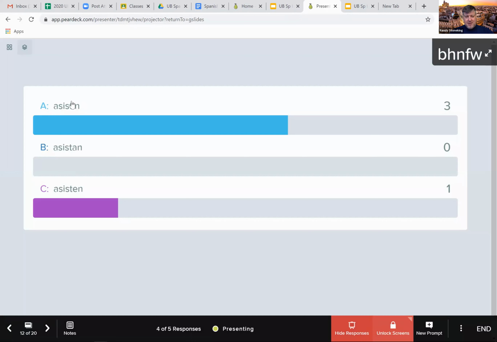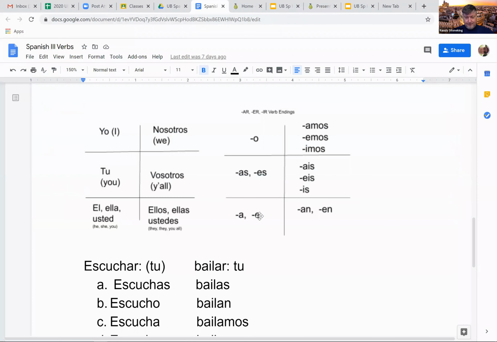Asistin or asistan or asisten. Okay, now this is tricky. Most of us said asistin, but the correct answer is actually C, asisten. Now, why is it not asistin? If we go back and look at our verb endings, there is no IN answer.